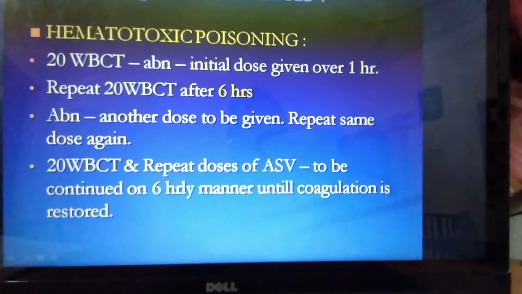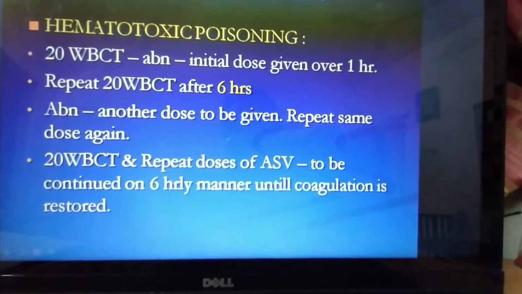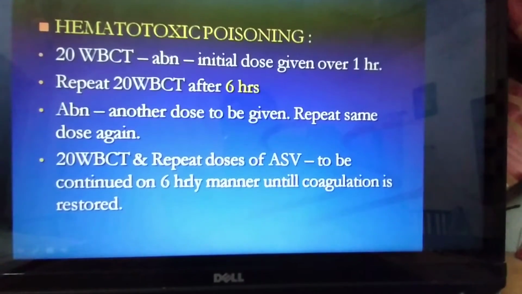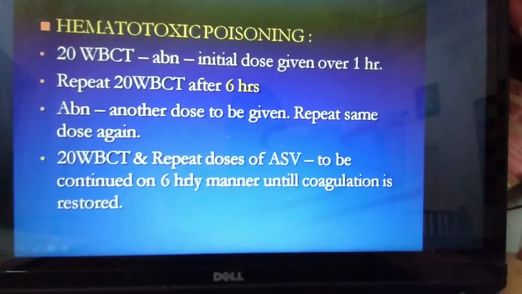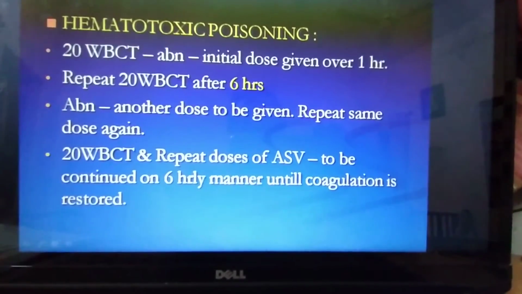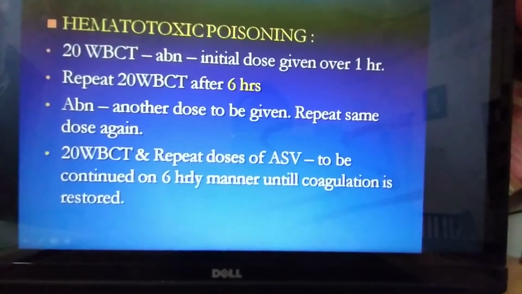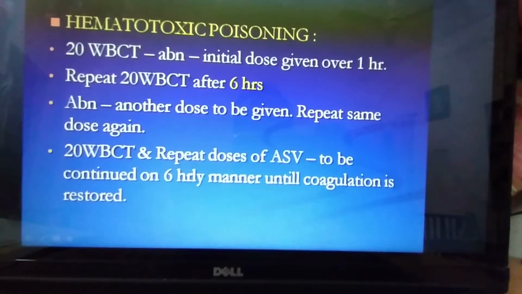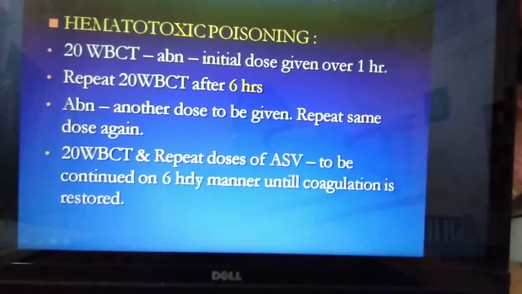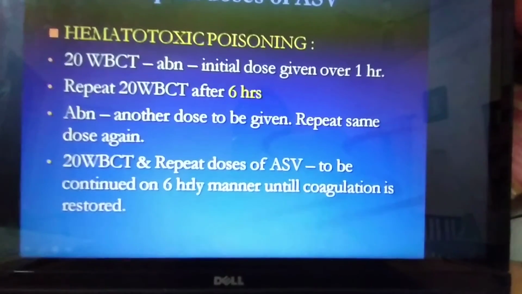So first, the 20-minute blood clotting test has been done. If it is abnormal, the initial dose can be given. After 1 hour, repeat the 20-minute blood clotting test. After 6 hours, if it is again abnormal, repeat the same dose. Check the 20-minute blood clotting test again and continue the repeated doses of anti-snake venom in a 6-hourly manner until the coagulation is restored.